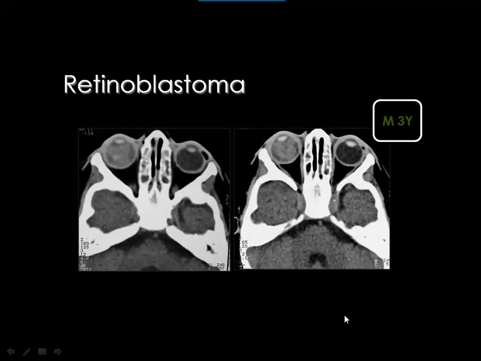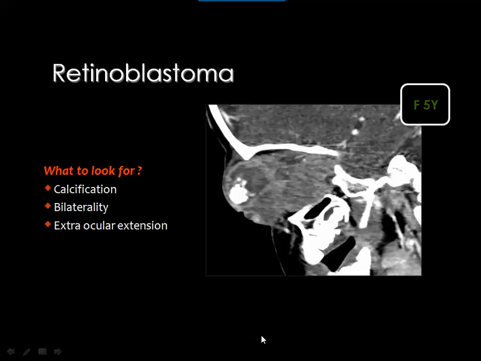And this is a case of retinoblastoma on the right side. There is a mass and you cannot appreciate very much the presence of calcium, but the left globe is intact with no evidence of bilaterality. Then what you should look for if you are going to diagnose retinoblastoma? Number one, you should see calcium, which is better detected by CT, of course, compared to MRI, which is not sensitive. Then you should look for bilaterality.